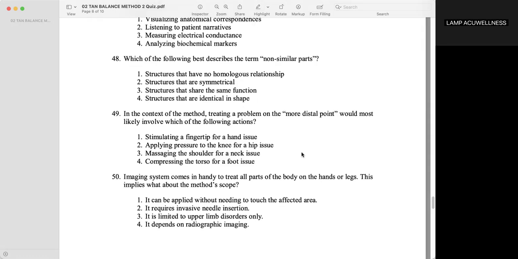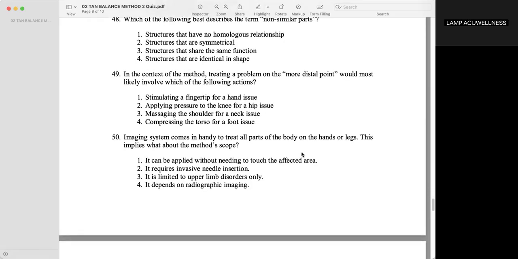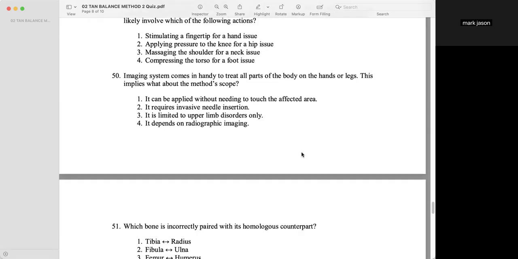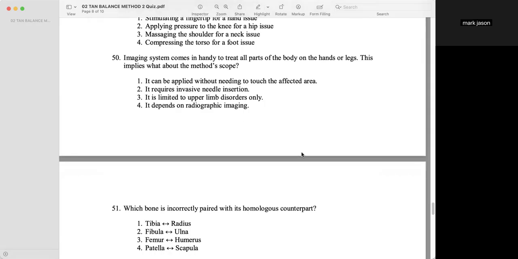Which of the following best describes the term non-similar parts? Structures that have no homologous relationship. In the context of this method, treating a problem on the more distal point would most likely involve which of the following actions? Stimulating a fingertip for a hand issue. The imaging system comes in handy to treat all parts of the body on the hands or legs. This implies what about the method's scope? It can be applied without needing to touch the affected area.